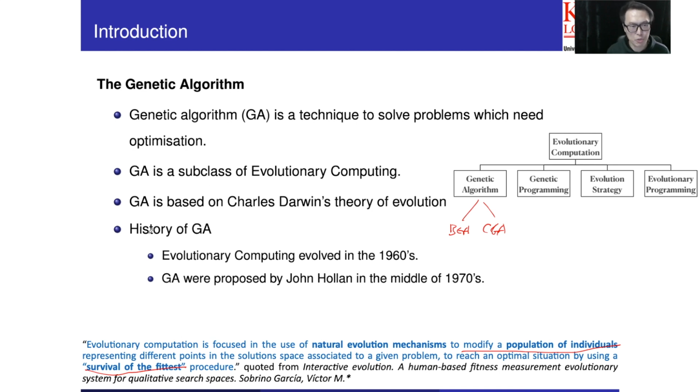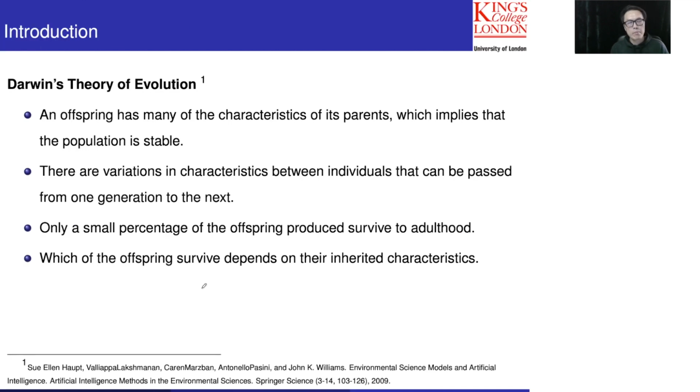So, the history of the genetic algorithm. Evolutionary strategy evolved in the 1960s. In the 1970s, Professor John Holland, based on that, proposed the genetic algorithm, which is the topic for today. And when we talk about the binary genetic algorithm, we also share Darwin's theory of evolution.